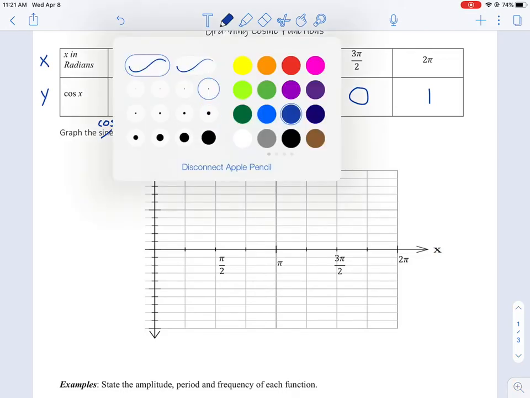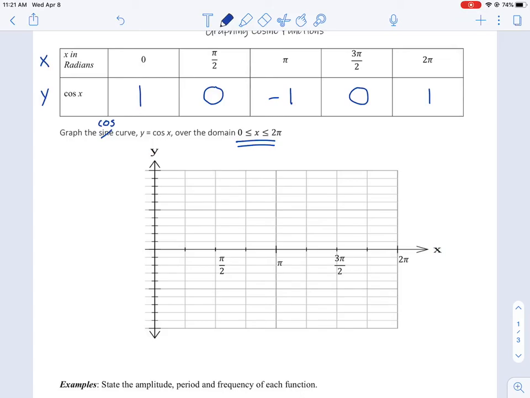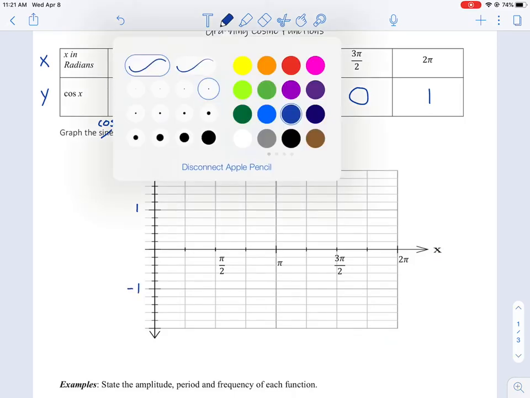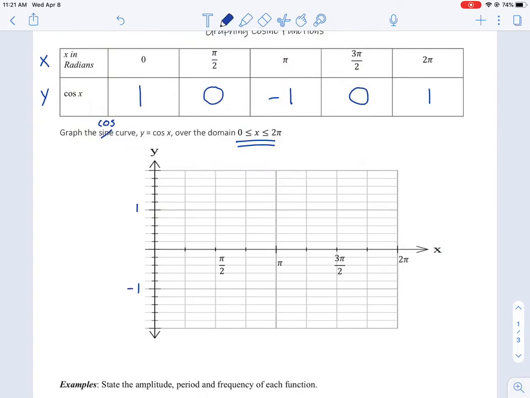So let's label our y-axis. I'm just going to go up a few boxes and label this 1. I see my minimum is -1, so I'm also going to label that -1. At 0, I have a y value of 1. At pi over 2, I'm at 0. Pi is -1. Back to 0. And up at +1.